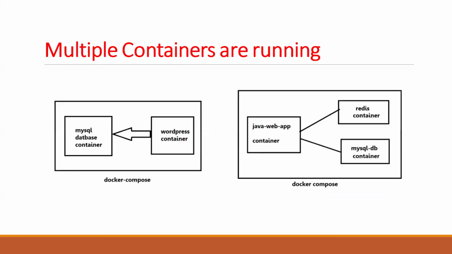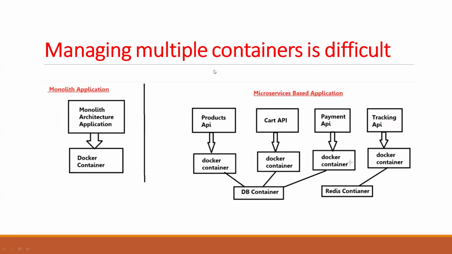So multiple containers are running. For example, a MySQL database container and a WordPress container, or a Java app container, a Redis container, and a MySQL DB container. These are the Docker Compose files to run multiple containers. Managing multiple containers is difficult, right?